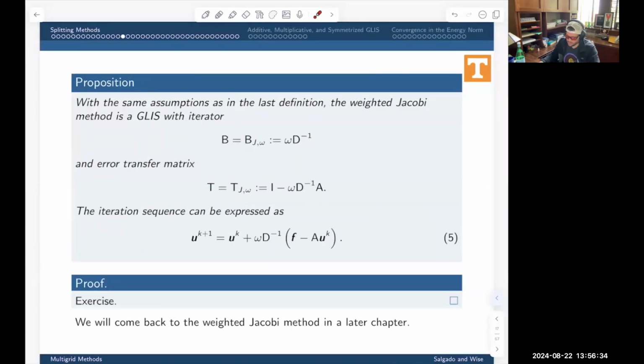Oh, no, I lied. I'm stating it here. Here's what the answer is. Sorry. I forgot what I wrote. So the iterator for the weighted Jacobi method is just omega times D inverse. And so that tells us immediately what is the error transfer matrix for that. It's just I minus BA, but B is equal to omega D inverse. So I apologize, I forgot. So I give you the answer there, but it still is an exercise, so go do the exercise. How do you show this?